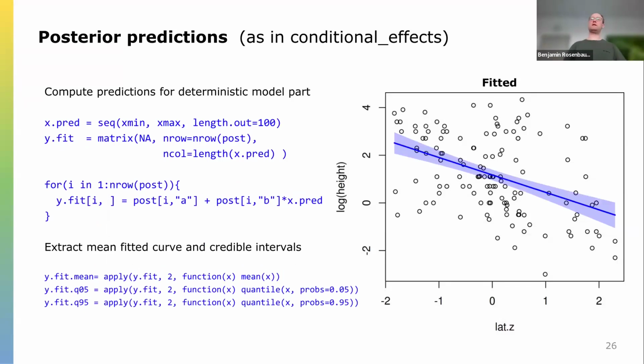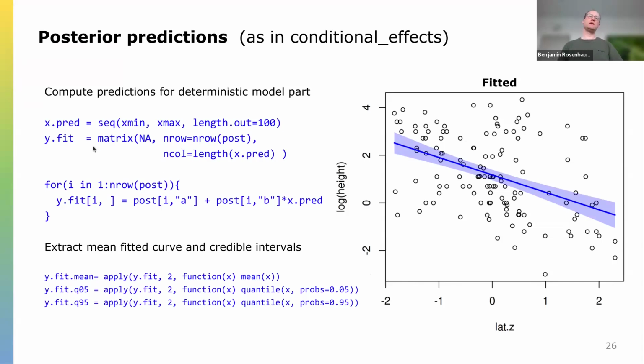If we want to make the classical conditional effects plot, we have to do a bit of coding. So we are specifying the X values for which we want to produce an output. Here I just use a sequence from the minimum latitude to the maximum latitude. So this is just a vector with some equidistant values from, I don't know, -2 to 2.